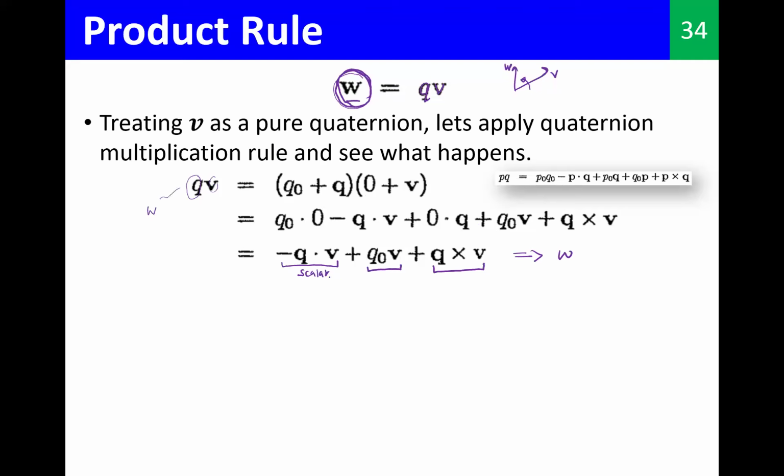Is there any criteria that should be satisfied by this answer if you want to get a vector out of this? Can you think about it and tell me? So this is a vector, this is a vector. What should the answer be if we are expecting a vector out of this? Can someone try to give an answer?